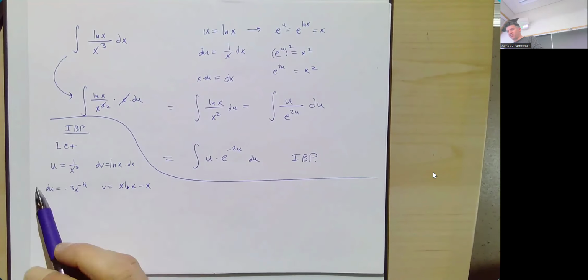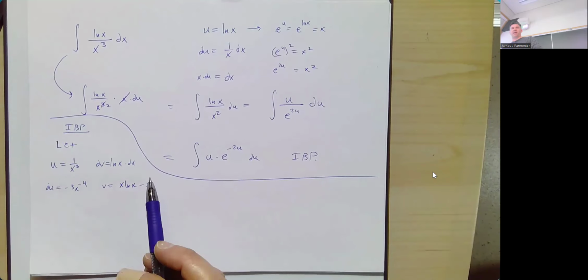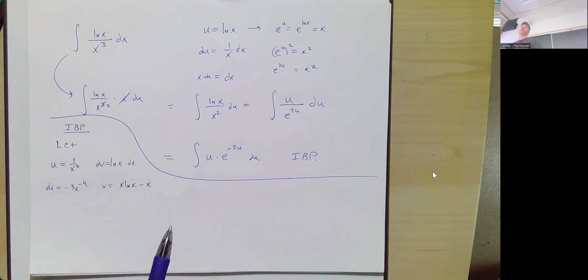One, our du kind of got more complicated, right? Our power got further away from 0 rather than closer to 0. And our v definitely got more complicated, right? The antiderivative of the natural log of x became more complicated. We are trying to make things less complicated.